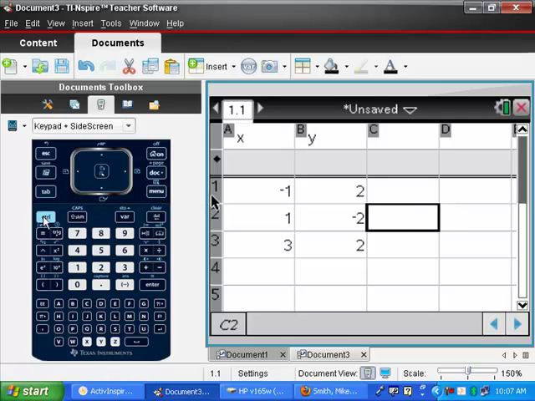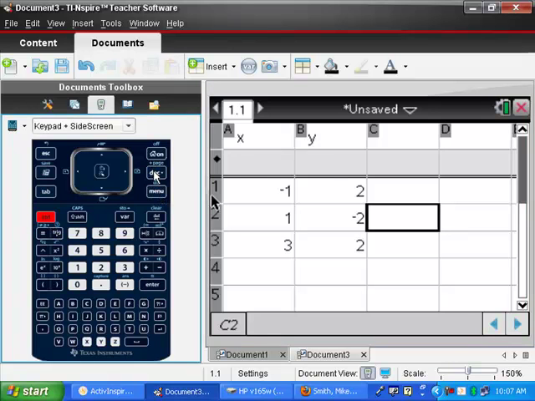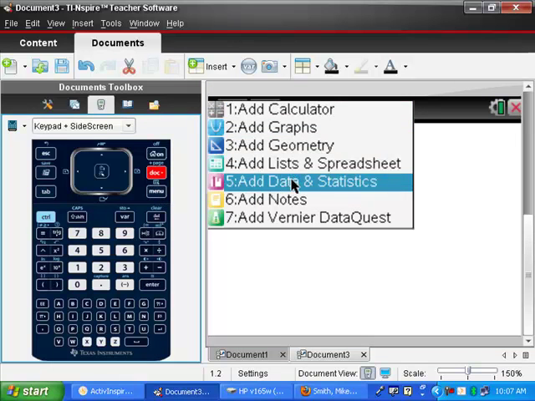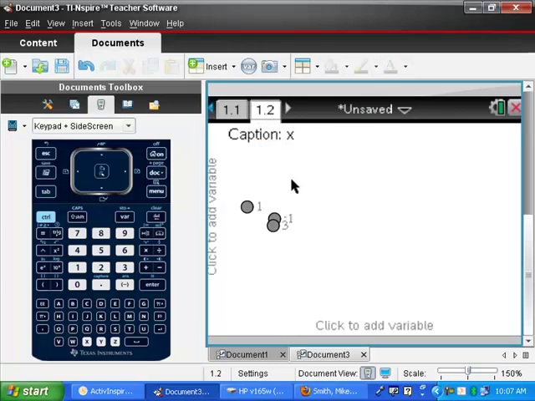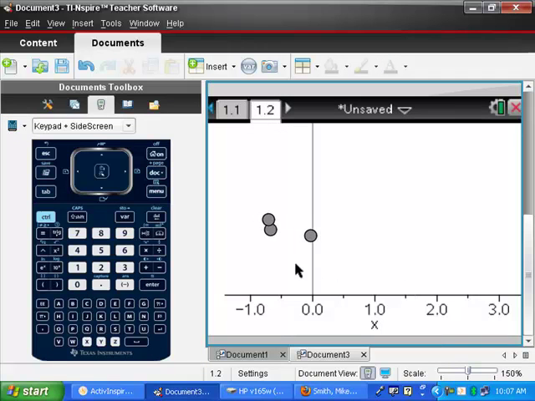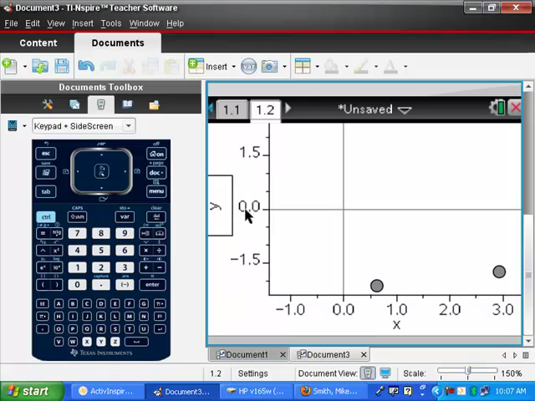So on the Nspires, we go Control, and we add a new page. We use Data and Statistics. We click here to add the X values. We click here to add the Y values. And what you see is right now it's plotted all 3 points that we had.